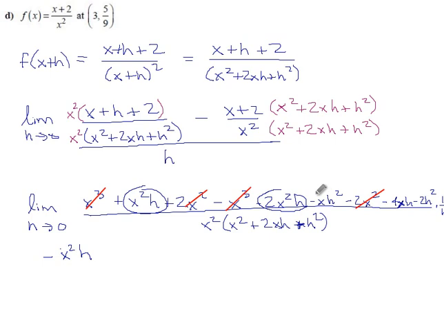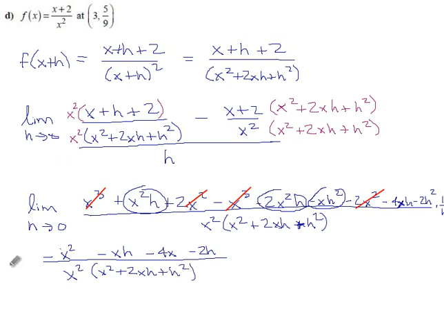We get minus xh squared, minus 4xh, and minus 2h squared. Now, all of those are divided by h. I'm just going to do that right now. This h goes, this h, one of them goes, one remains. This h goes, and of these two h's, one remains. And all that is over x squared plus 2xh plus h squared.